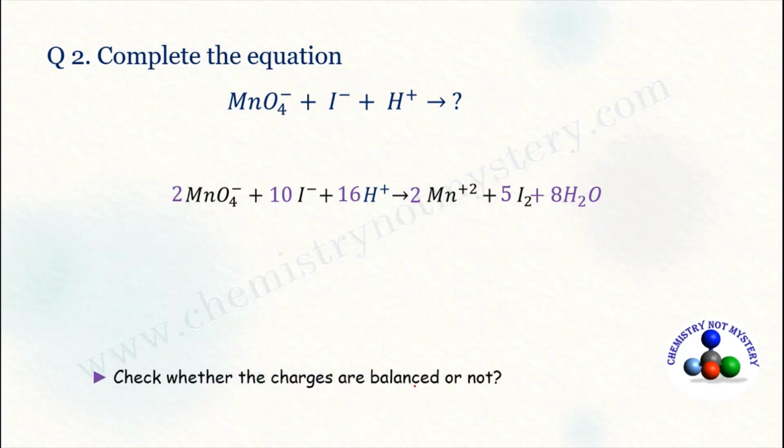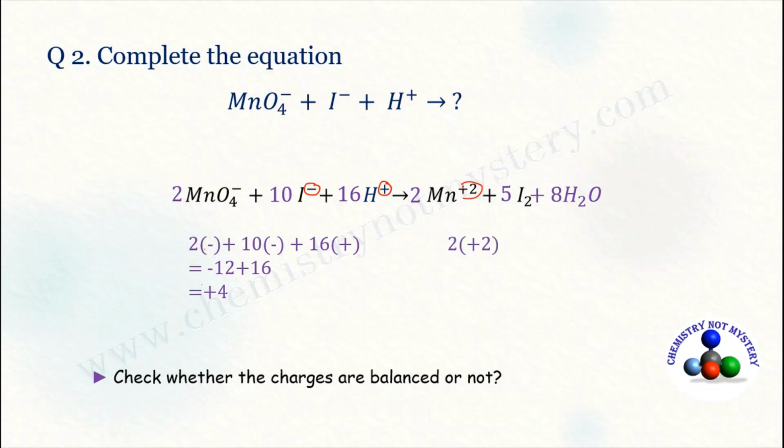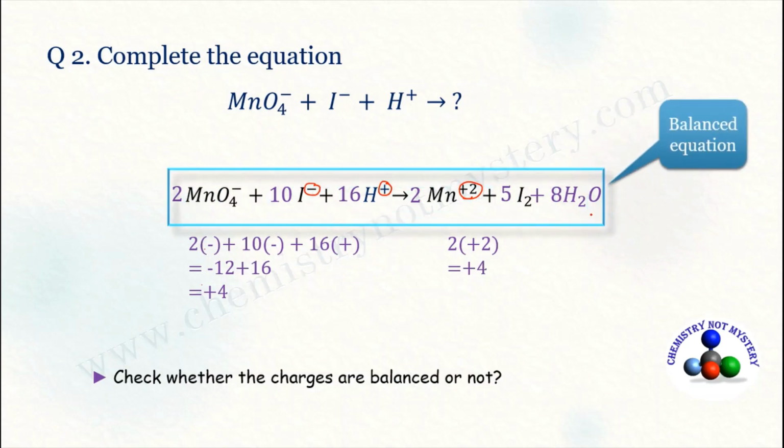Now check whether the charges are balanced or not. Here 2 multiplied by -1 plus 10 multiplied by -1 plus 16 multiplied by +1. When you solve it, you will get -12 plus 16 is equal to +4. Similarly, calculate the charge on the right side of the equation. Here you will get 2 multiplied by +2 is equal to +4. So charges are balanced, which means the reaction is balanced now. So this is the balanced equation for the question.